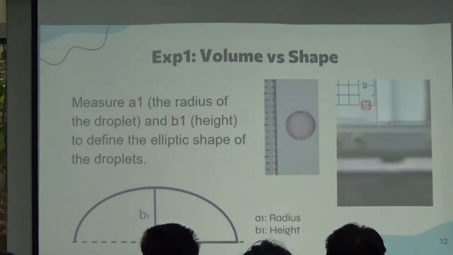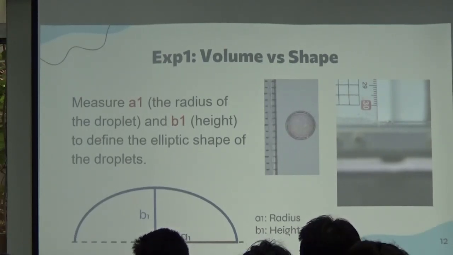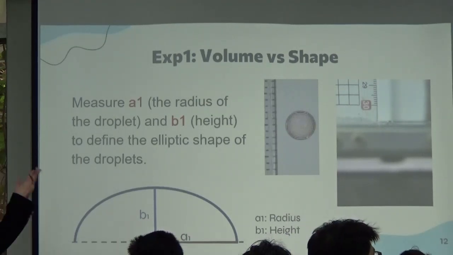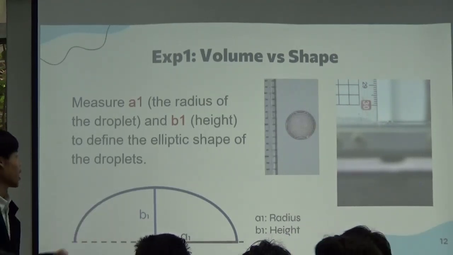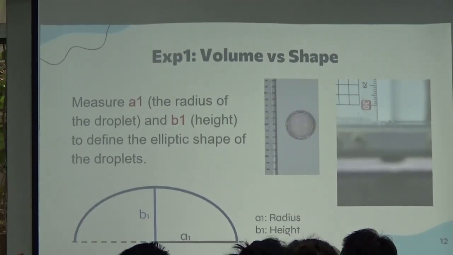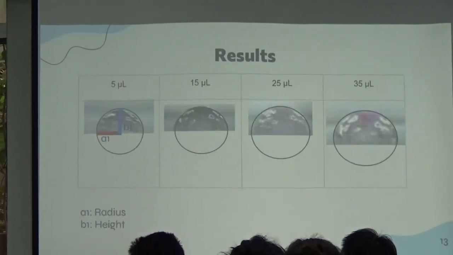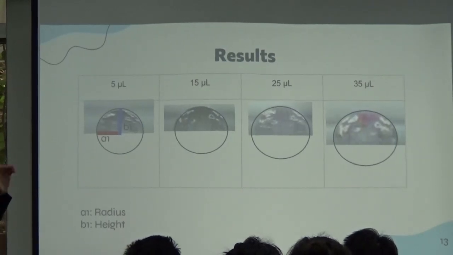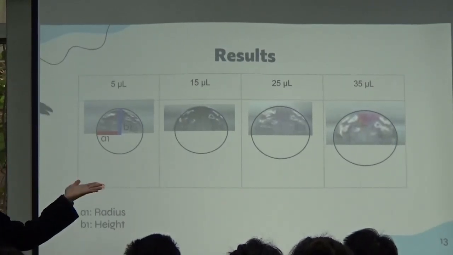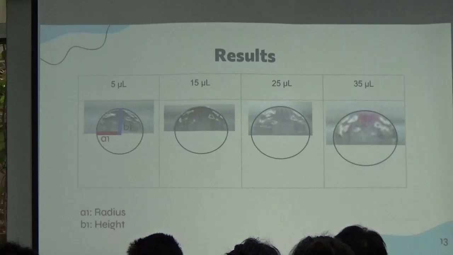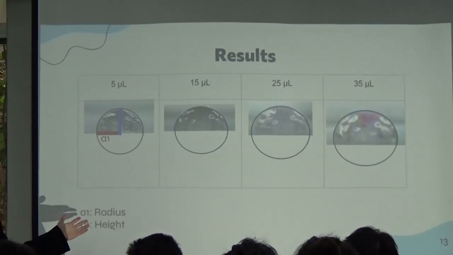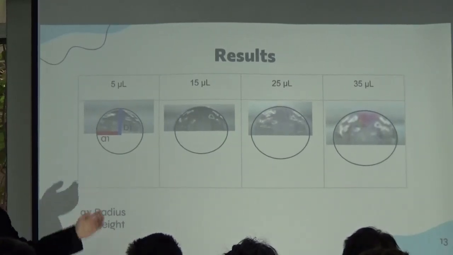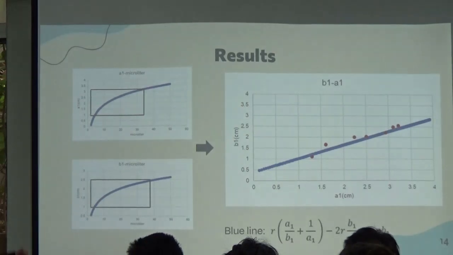Okay, so first let's talk about our first experiment. In our first experiment, we focus on the volume and shape of the droplets. So we measure A1, the radius of the droplets, and B1, the height of the droplets, to define the elliptic shape of the droplets. And this is a rough overview of our droplets. As you can see, as the volume increases, it tends to be more of an elliptic shape, and at lower volumes, it resembles a more spherical shape. And these are the results.